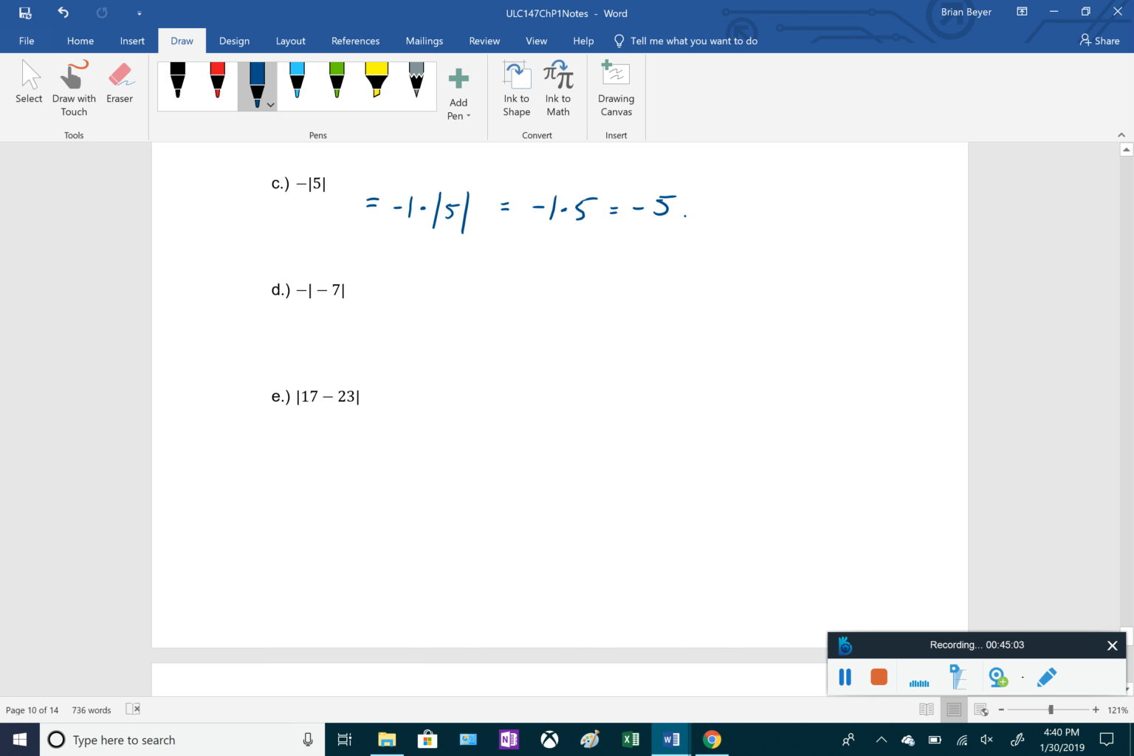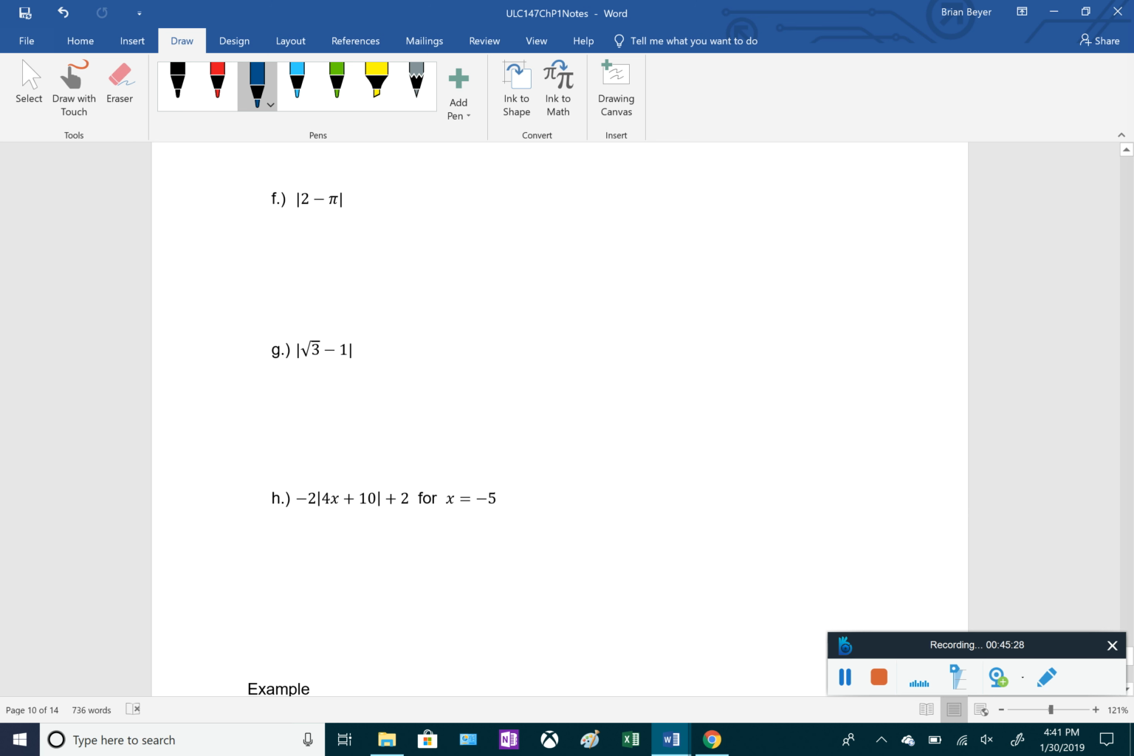And then for negative absolute value of negative 7, the absolute value of negative 7 is 7, but we still have the negative out front, so that's negative 7. 17 minus 23 is inside the absolute value for part E here, so we have to simplify that first. 17 minus 23 is negative 6. Absolute value of negative 6 is positive 6.